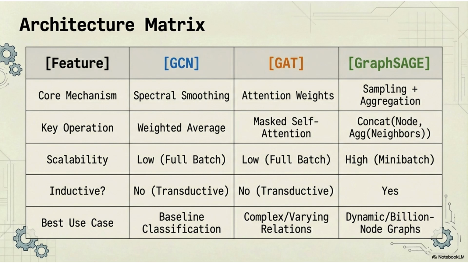Here we are showing the architecture matrix: core mechanisms, key operations, and scalability, inductive, best use of features. Spectral smoothing, attention weights, and sampling aggregation. In graph convolutional networks, features are weighted averages; attention masks the self-attention; and sampling concatenates the node with aggregated neighbor values.